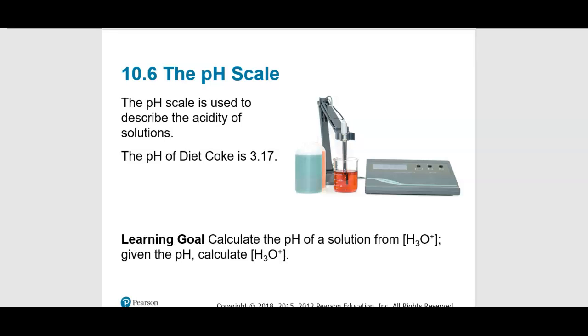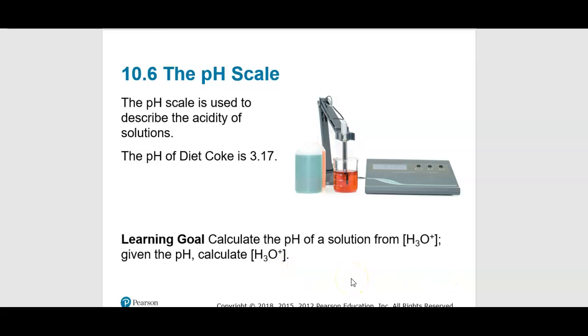Why not use concentrations? Well, hopefully you'll see at the end of this section that the pH scale is actually something of a convenience. It's a little easier to work with than the scientific notation and the very small numbers that you usually find as hydrogen ion concentrations and hydroxide ion concentrations. And what we're trying to get you to do here is calculate the pH of a solution from the concentration of hydronium ion, and given the pH, calculate the hydronium ion concentration.